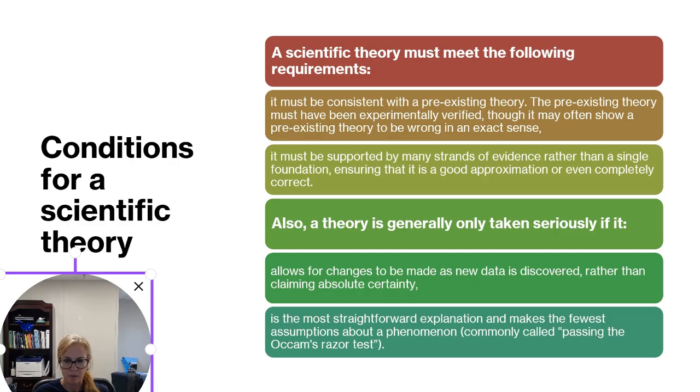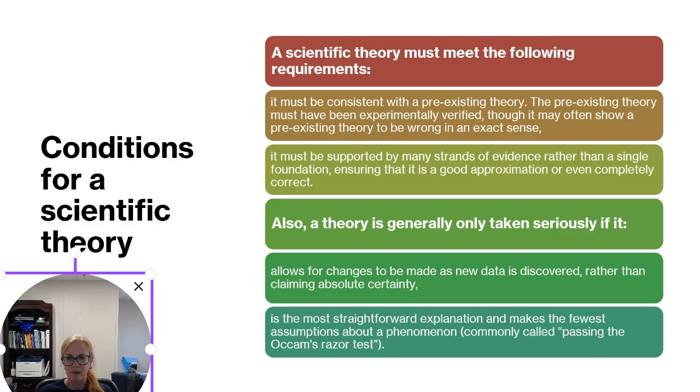So all of these different pieces of science have joined together to support the theory of evolution. A theory is generally only taken seriously if it allows for changes to be made. So, for those of you who like a heavier reading, Thomas Kuhn wrote The Structure of Scientific Revolutions. And in that book, he talks about scientific revolution or how science changes over time.